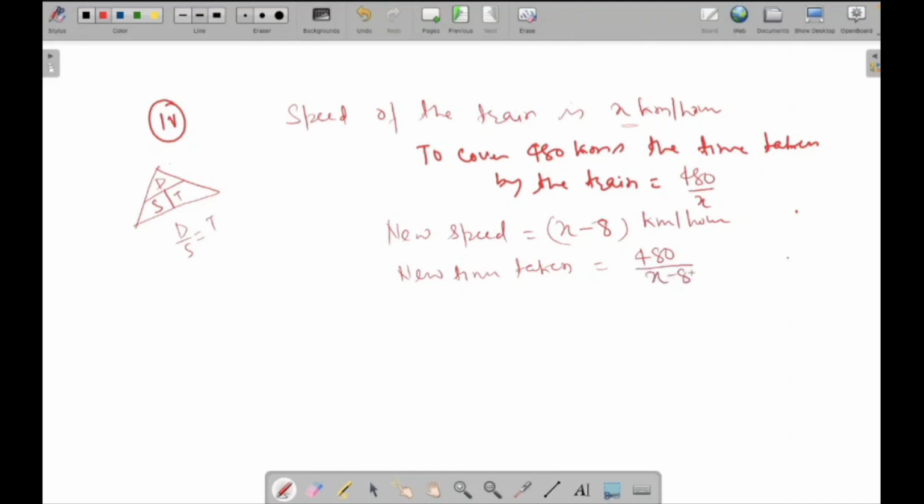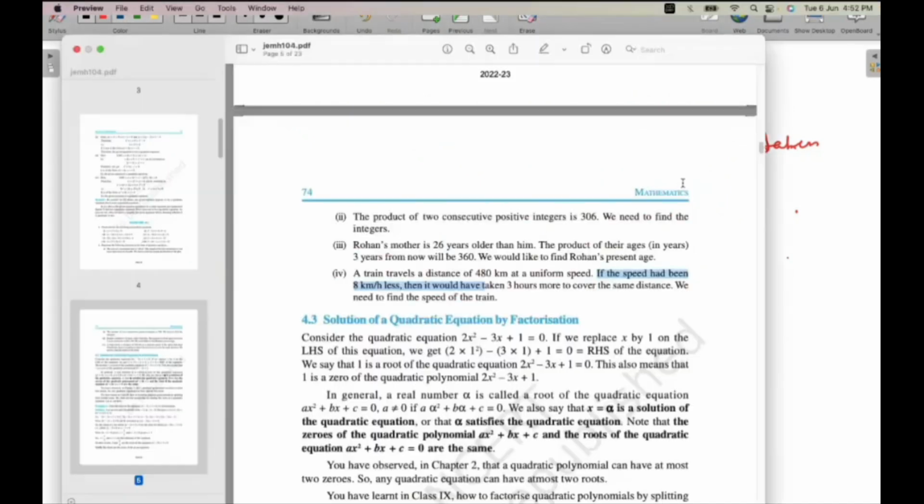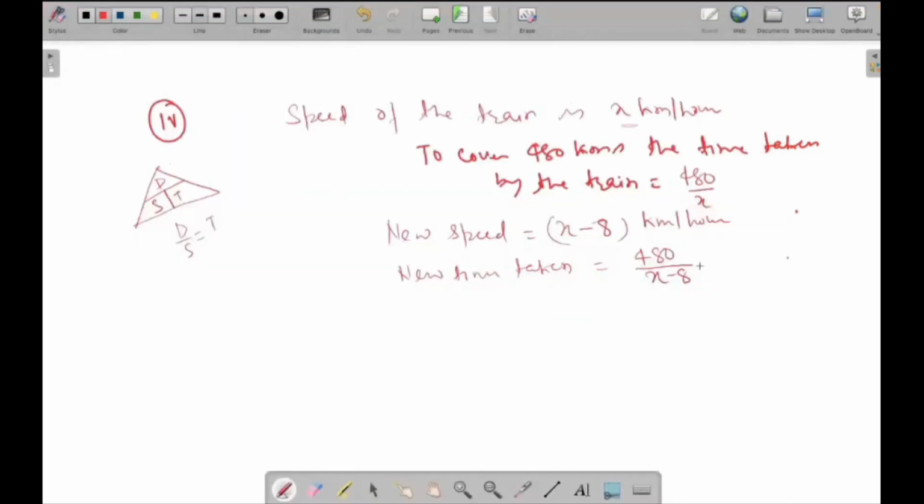This is the new time taken, and it is saying that the new time taken would be 3 hours more. Which time is more? I'm traveling at a speed less than that, so my time would be more. So this time is actually 3 hours more. So 480 upon x minus 8 minus 480 upon x is equal to 3.